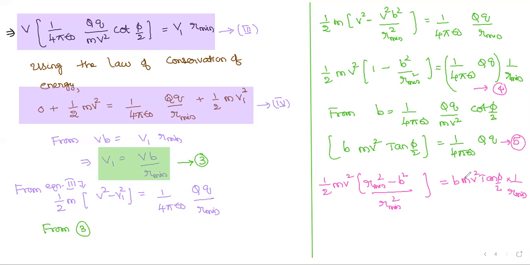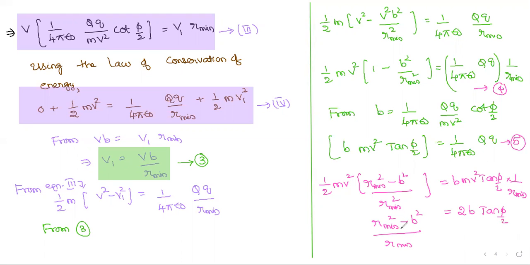Here I will get mv square cancelled. And here I will get this 2. On the other hand, I will get 2b, 1 r minimum getting cancelled here. So on the left hand side I'm getting r minimum square minus b square by r minimum. 2 already taken there, 2b, mv square already cancelled there, and r 1 r minimum already cancelled there, that is r minimum into tan phi by 2 I'm getting.